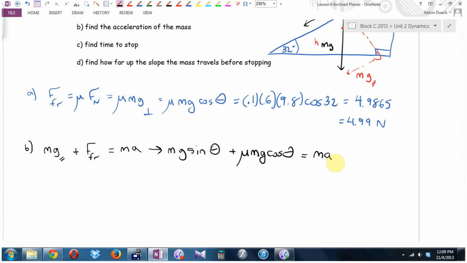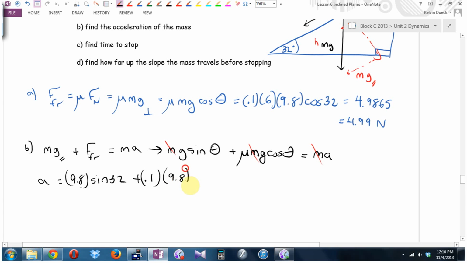Sam, do you see why I wanted to write this all out? What happens to the masses? Get one on everything. In fact, I already got the a by itself. Now it's going to be plug and chug. a is going to be g, 9.8, sine 32, plus mu, 0.1, g, 9.8, cos 32.